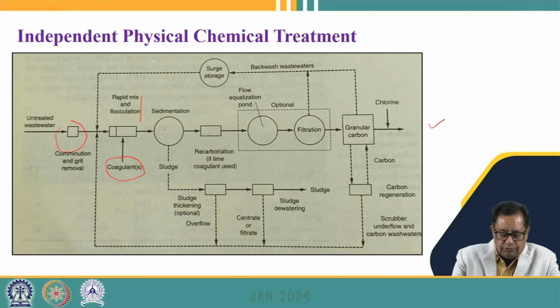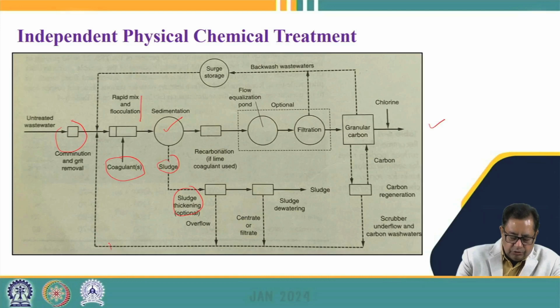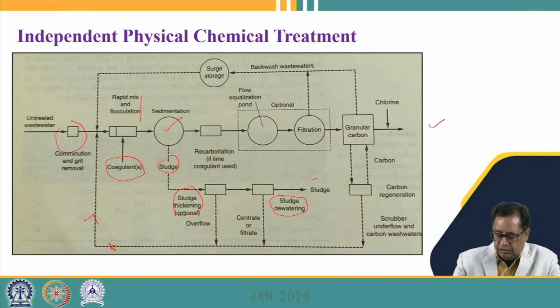Once the flocs are formed, they are taken to the sedimentation chamber, where they settle down as sludge, and this sludge may be taken to a sludge thickener, from where the overflow may be taken back to the influent. After the sludge thickener, it may go to sludge dewatering, and after the sludge dewatering, the sludge may be taken to the sludge drying bed.